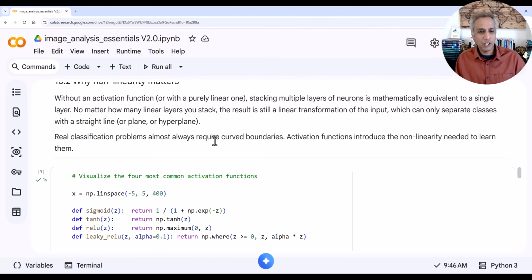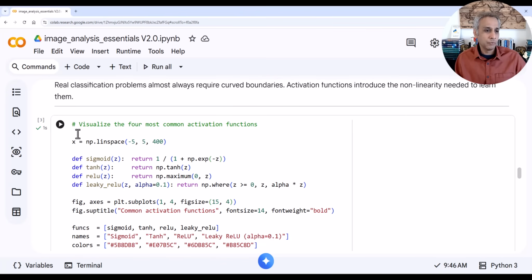non-linearity because in real classification you can never draw a straight line and separate cats versus dogs. We saw that earlier in random forest. You have to have some sort of a curved surface that separates the data points or features in n-dimensional space between cats versus dogs. I hope that makes sense. And activation functions introduce that nonlinearity that's needed to do that learning.